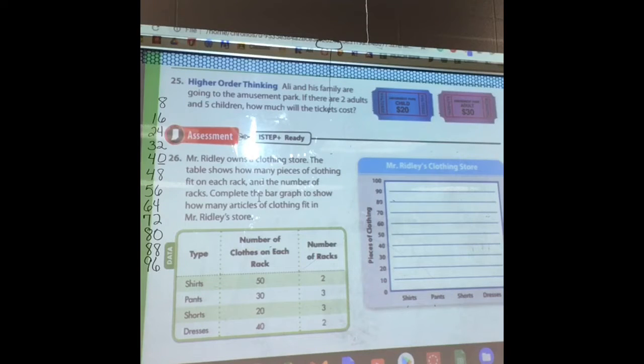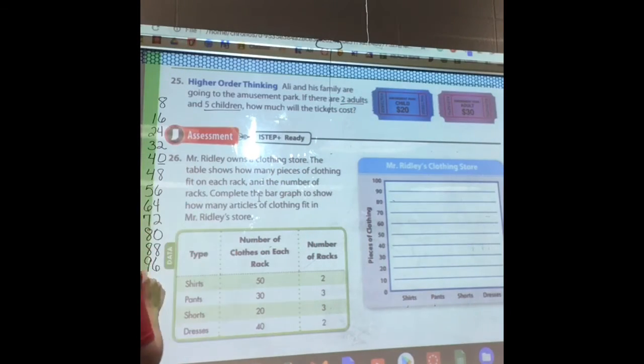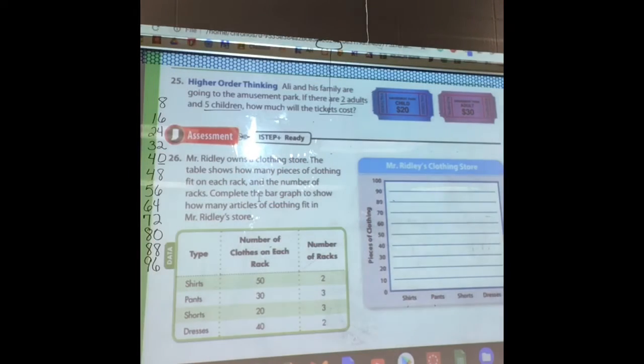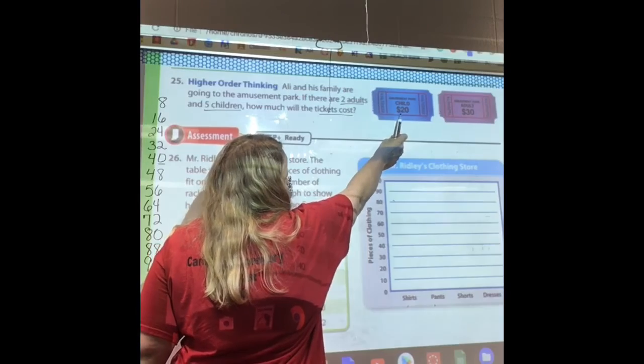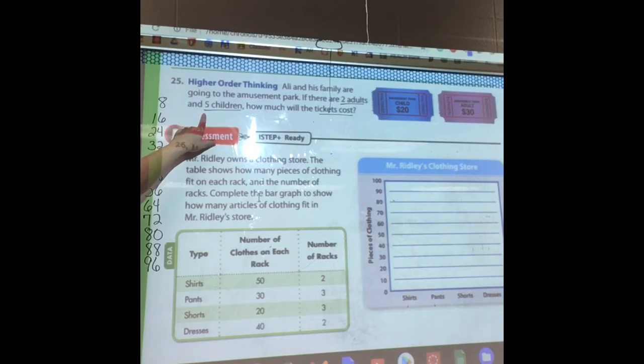This has a mystery or hidden question. Allie and his friends are going to the amusement park. If there are 2 adults and 5 children, how much will the tickets cost? In our little picture over there, it says how much each ticket is. So a child's ticket is 20. An adult's ticket is 30. How many children do I have? 5.